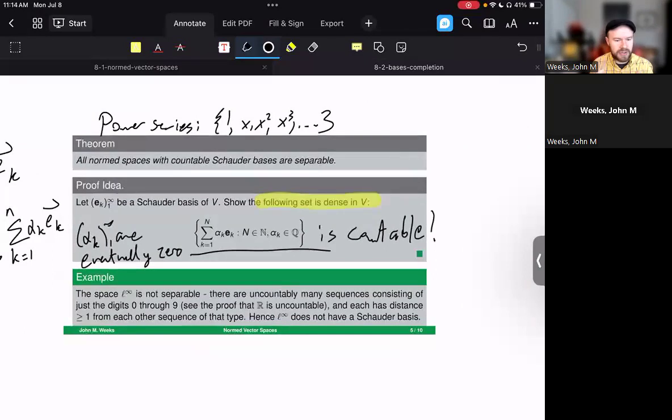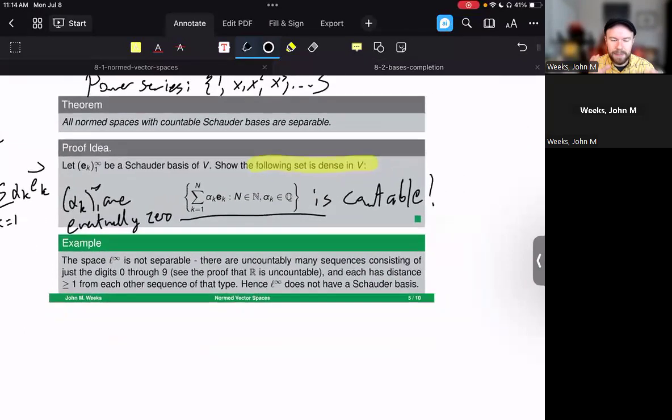That can also be used. This theorem ends up being pretty tight here, because it turns out that spaces like little L infinity, which do not have countable Schauder bases, are not separable. There are uncountably many sequences consisting just of the digits from 0 to 9, and each has a distance greater than or equal to 1 from each other sequence of that type. So little L infinity is going to end up actually not having a Schauder basis at all.